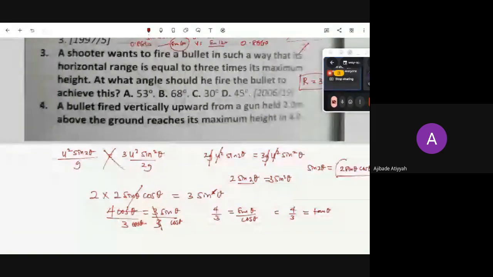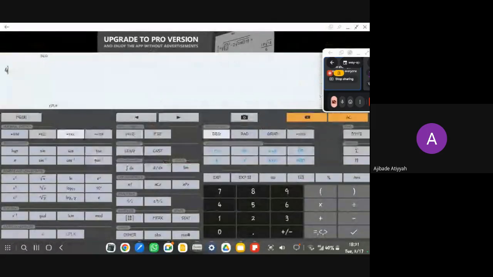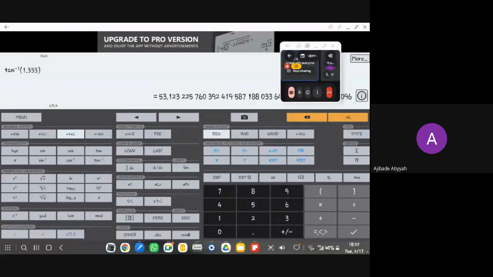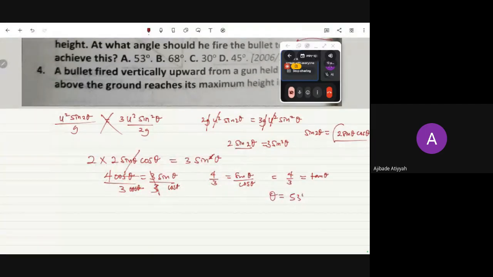Now, if we take the decimal form of 4 over 3, divide by 3, it gives us 1.3333. Now let's do the inverse tan of 1.333. Can you see that the answer is 53.1? But how can you get tan inverse on your exam day? So theta is actually 53 degrees, which is the option here.